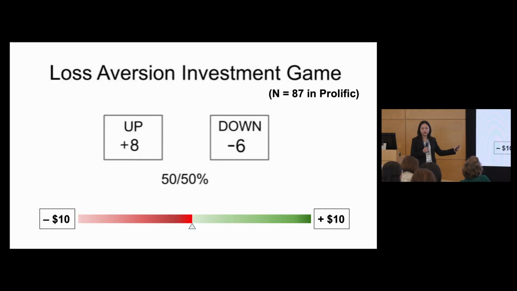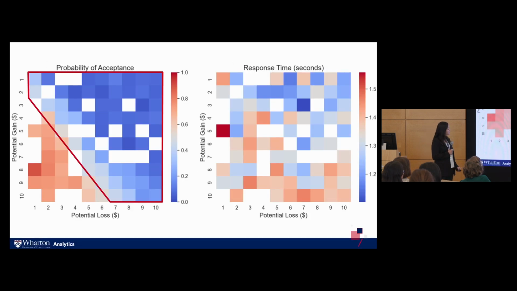So we made this loss aversion investment game. There is an even chance for the stock to increase or decrease, so you can earn up to $10 or lose up to $10. As a result, you can see on the left side that in most cases, people are more likely to not buy the stock. They refuse to buy the stock. This is typical loss aversion.